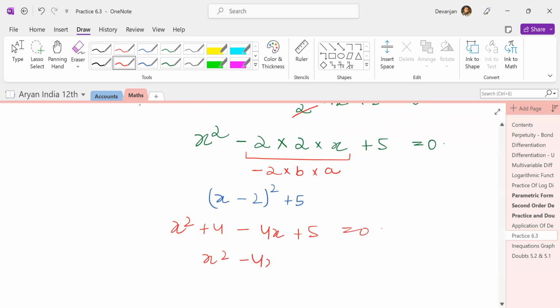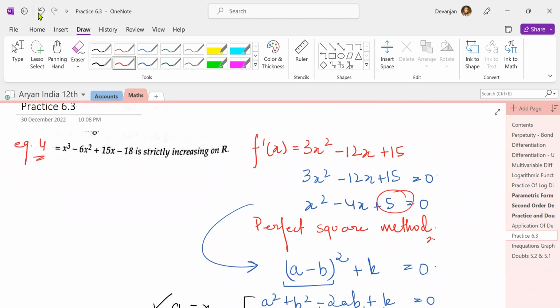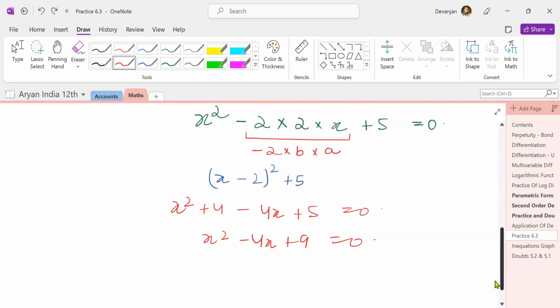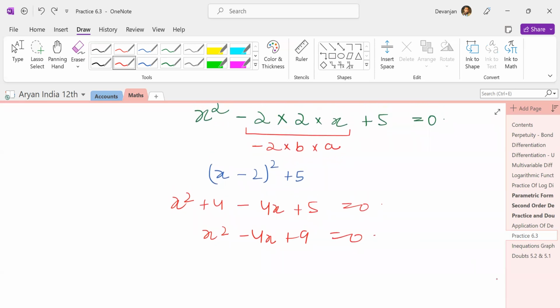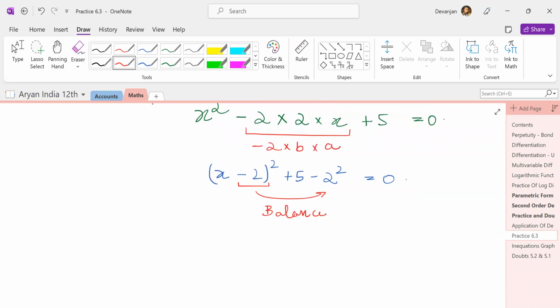Meaning that you will get x square minus 4x plus 9 equal to 0, which is not equal to our original equation. I should have gotten a plus 5. In order for us to avoid that, I have to balance the equation. How will I balance the equation? For this constant that we have, I'll have to subtract the 2 squared in it, which is the balancing of this part. This is the part which is imbalancing the equation right now. In order to balance this, I will do the same thing on the outside of the bracket also.